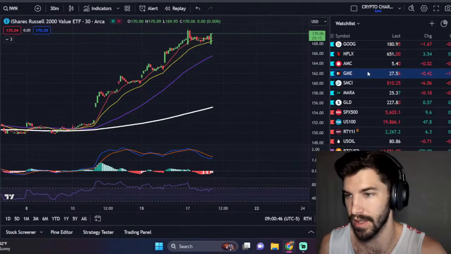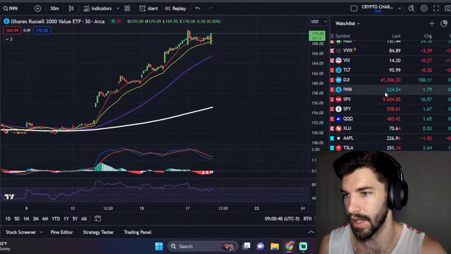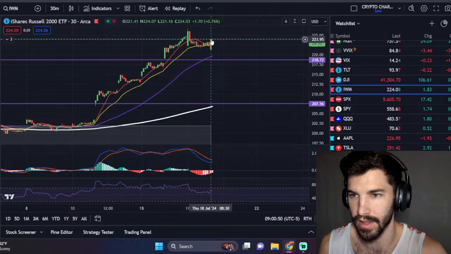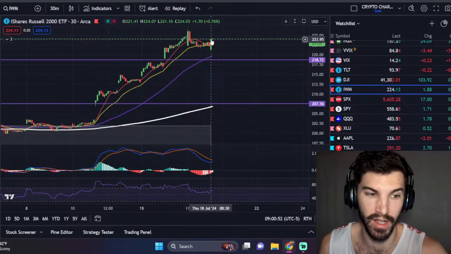You're getting some swing trade signals here. I would just more so like to look at the IWM for this and see that strong bar. That's a great sign there.